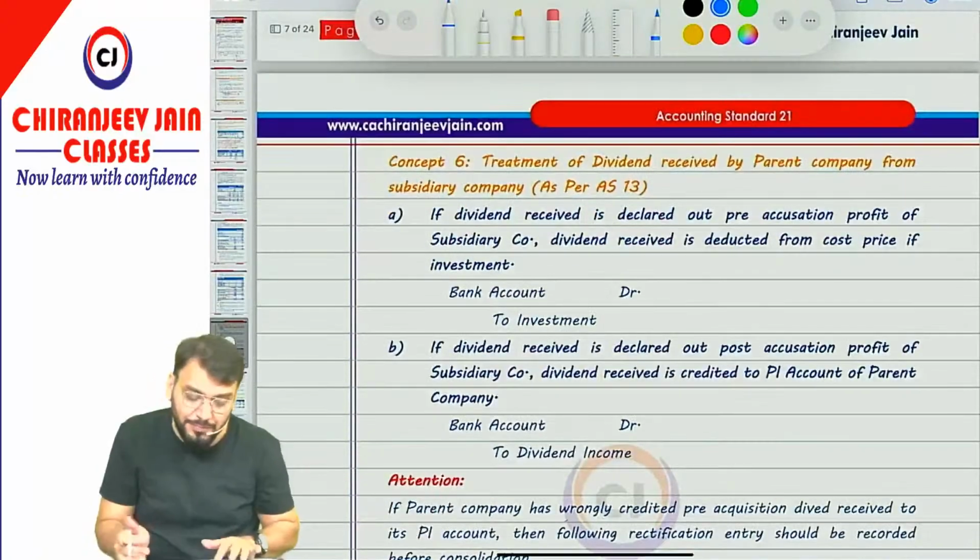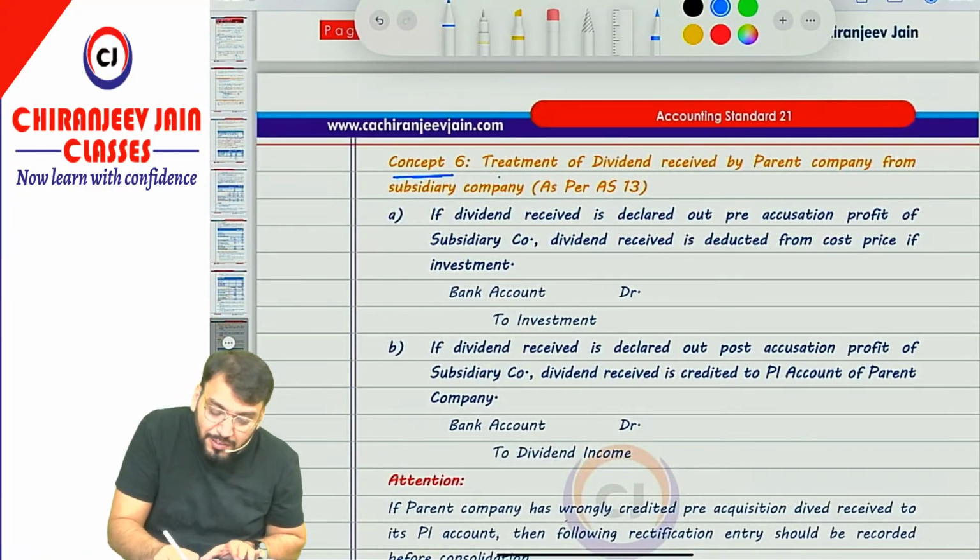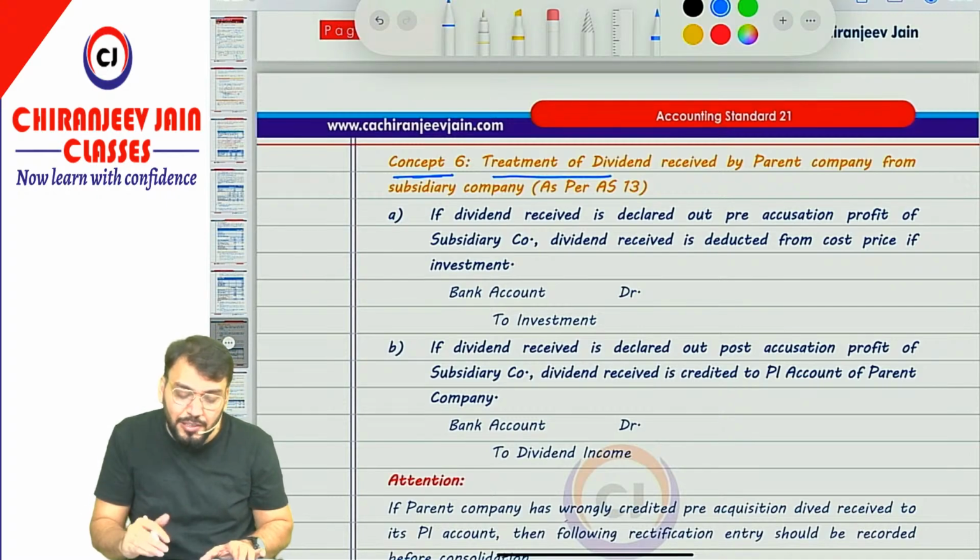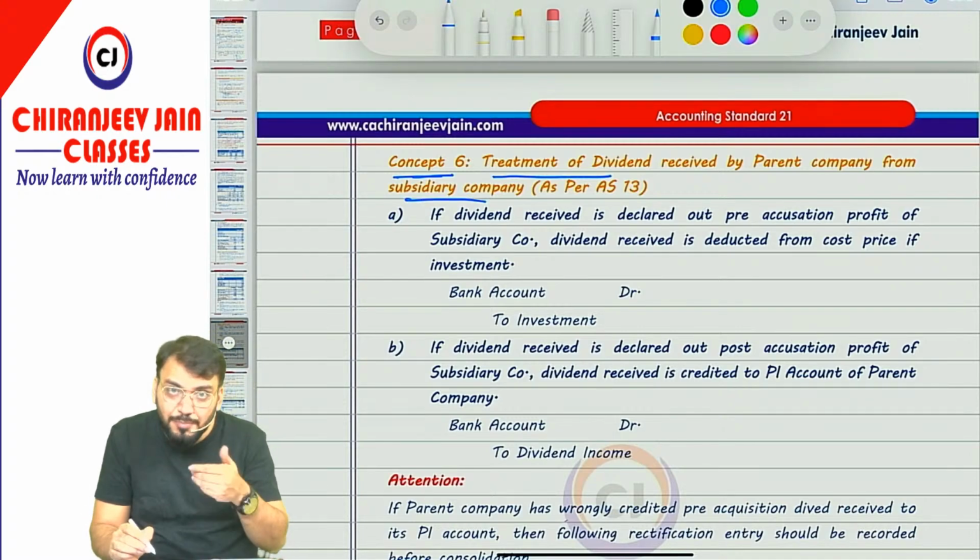Understood? Next point. Concept number 6 is: treatment of dividend received by the parent company from the subsidiary company. So, treatment of dividend received.